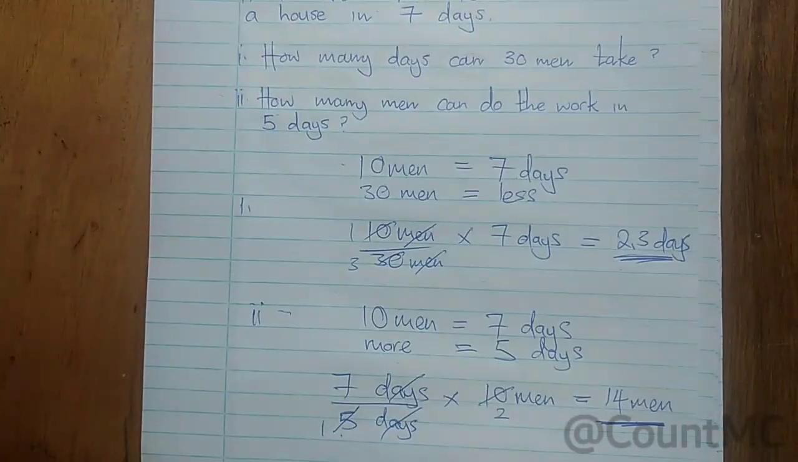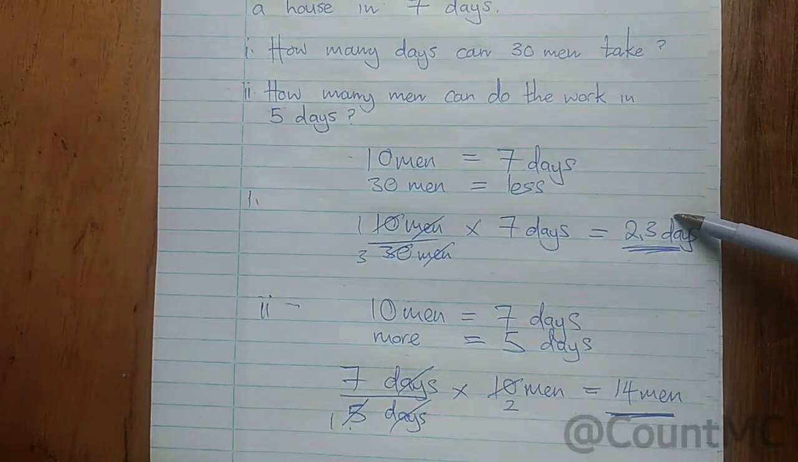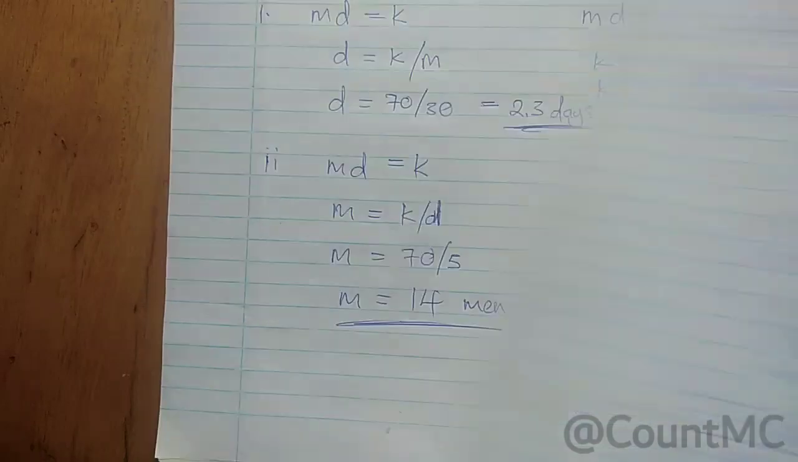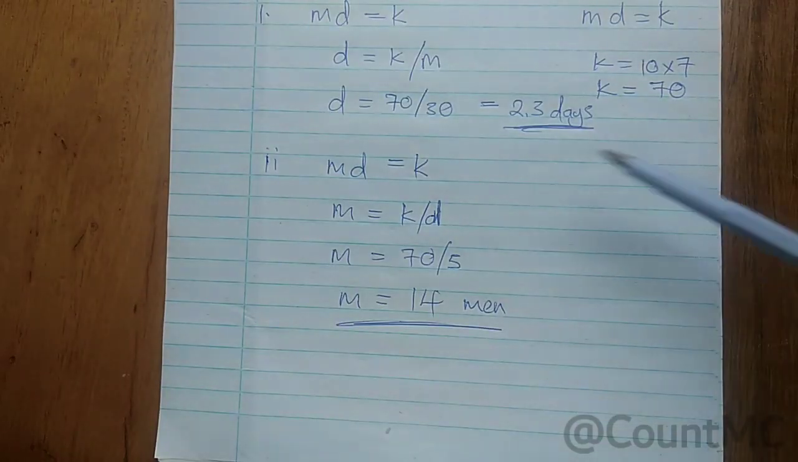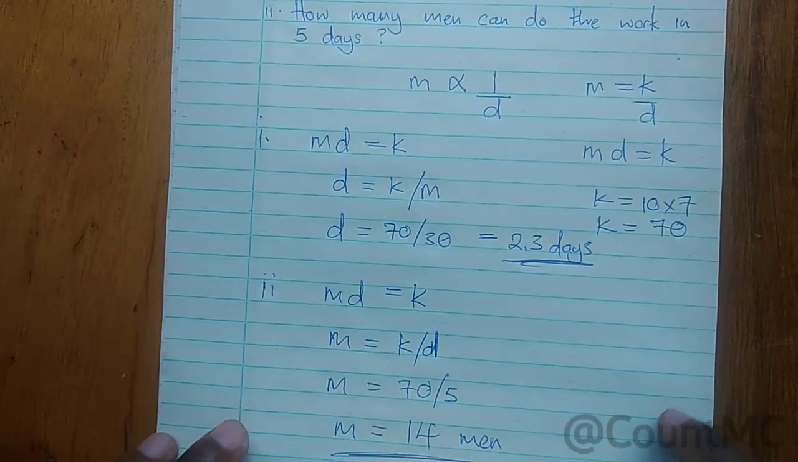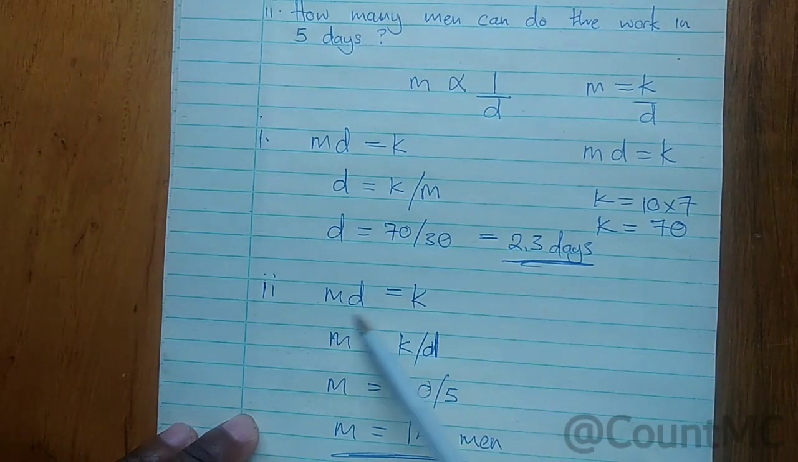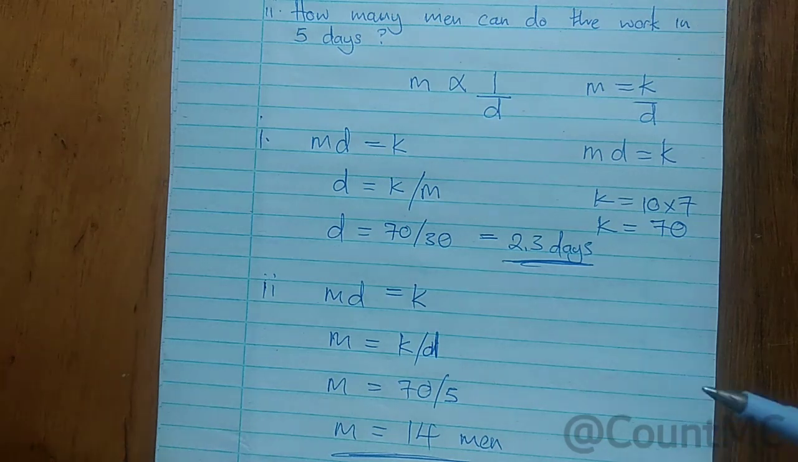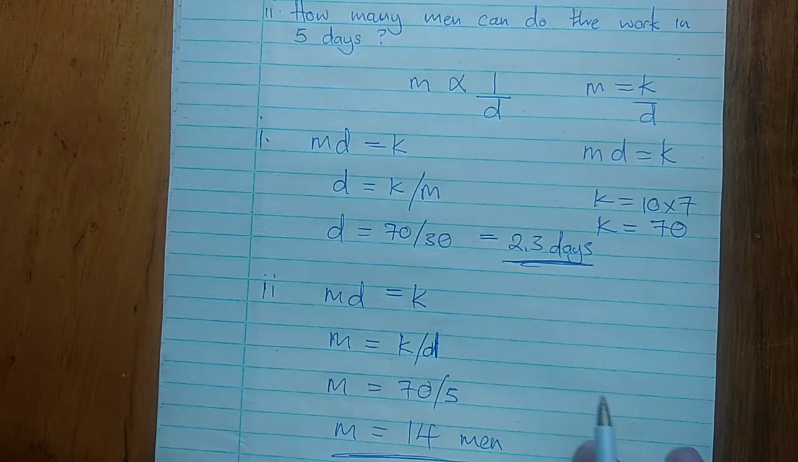And these are the answers from method number 1: 2.3 days, 14 men. But the advantage with this second method is you will have formulas, and this will help you in so many different topics than this topic alone.